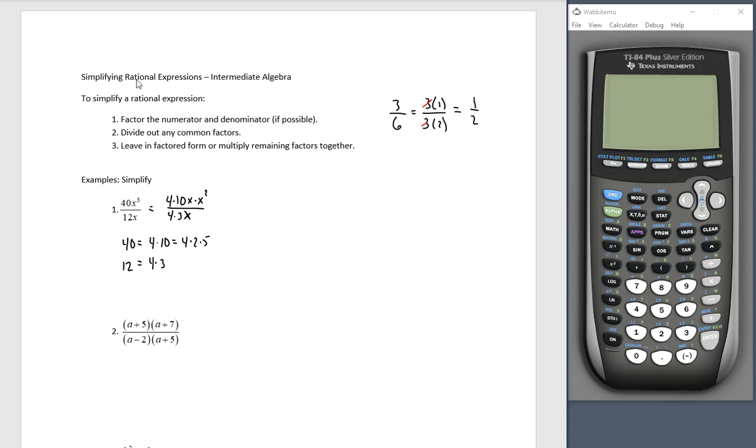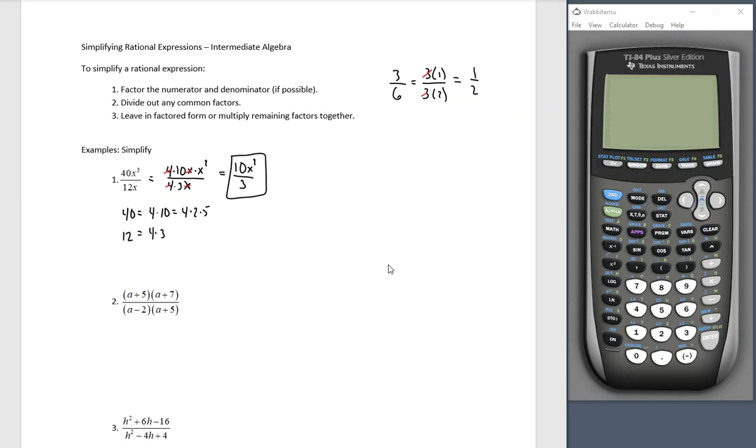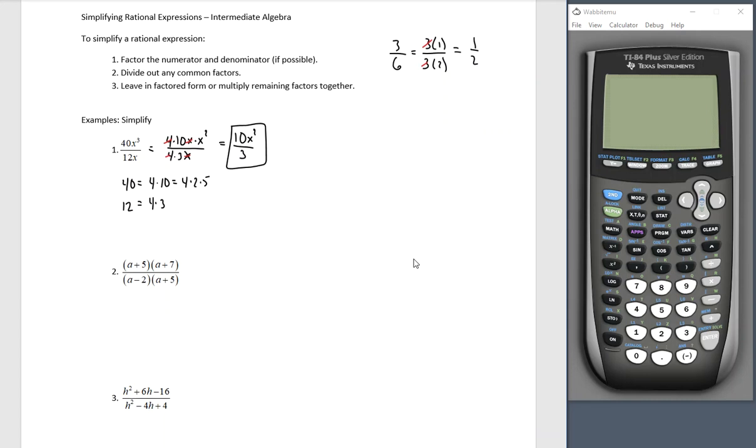Make that x a little bit bigger. So I can see our 4's are in common. I can see this x is in common. And what remains is 10x squared over 3. Don't let it be any more challenging than that. Even though I'm going to make it look harder, that's what it comes down to. It's just like simplifying 3/6, okay?